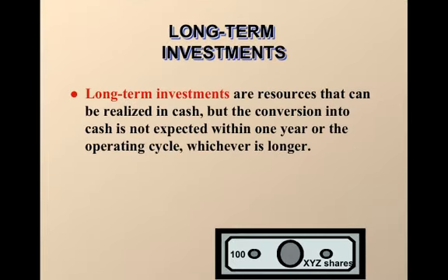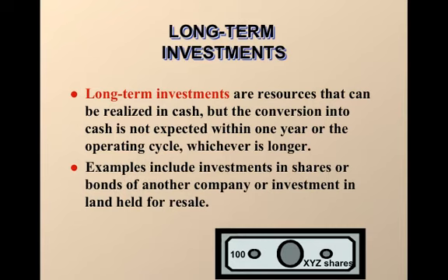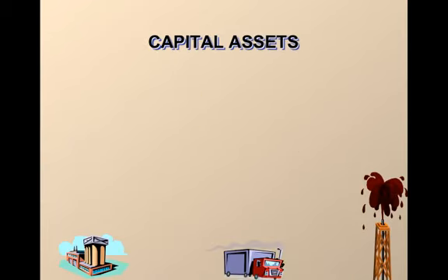Long-term investments we talked about, these are resources that can be realized in cash, that means converted into cash, but the conversion into cash is not expected within 1 year, or the operating cycle, whichever is longer. It's going to be over a year. Examples include investment in shares or bonds of another company, or investment in land held for resale. That's real estate. We talked about that a second ago.